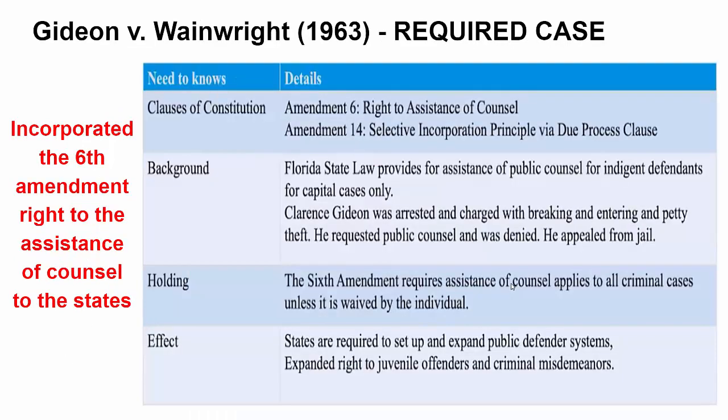Gideon v. Wainwright is the famous Sixth Amendment case where the Sixth Amendment was incorporated to the states. Of course, you'll remember this case because Florida had put Clarence Gideon on trial for breaking and entering and petty theft. He wanted an attorney, but he was denied. He couldn't afford one on his own. He was convicted when he had to represent himself. And of course, what does the court rule? That the Sixth Amendment does require the assistance of counsel in criminal cases at the state level, unless the individual says, I don't want an attorney.